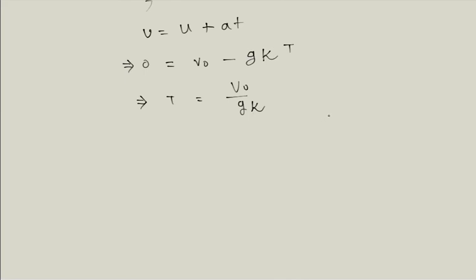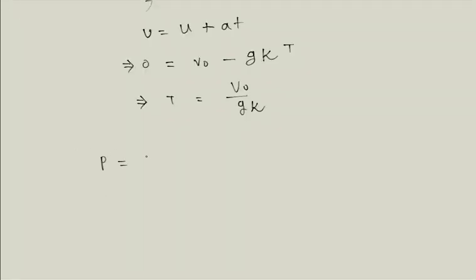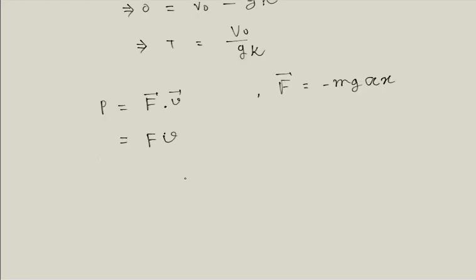Now let's try to solve the second part of the question. It says to find the maximum instantaneous power developed by the friction force if the friction coefficient varies as k equals alpha times x, where alpha is a constant obviously and x is the distance from the point O. Instantaneous power is given as the dot product of force and velocity, and as we are working in one dimension, we can simply write it as force times velocity. The force will be in this case minus mg k, but k varies as alpha times x. So we have to calculate the instantaneous velocity. So now writing this, force equals minus mg alpha x.